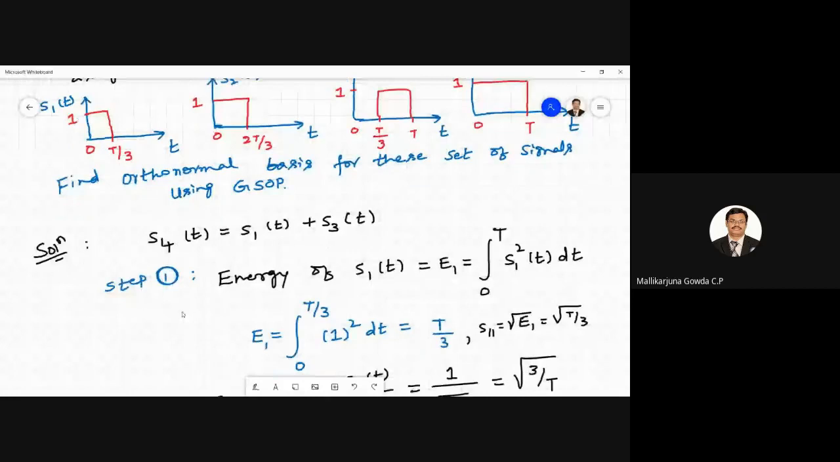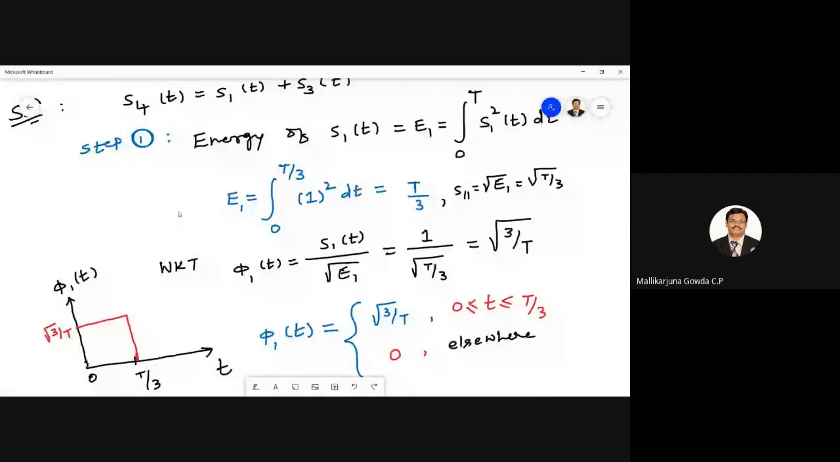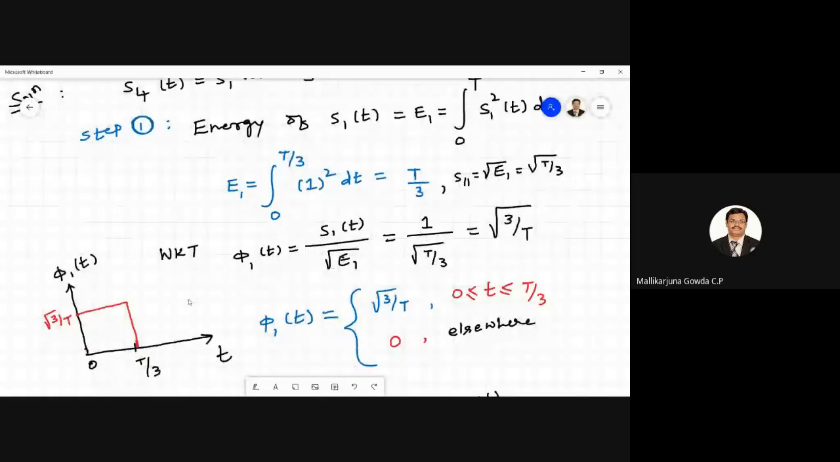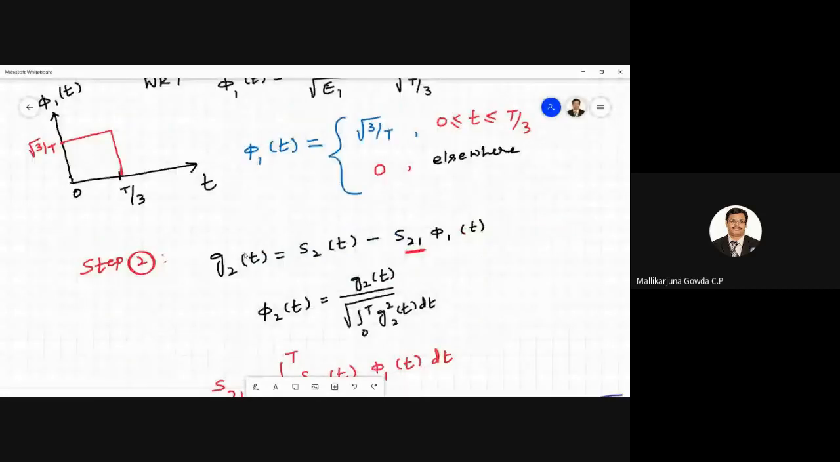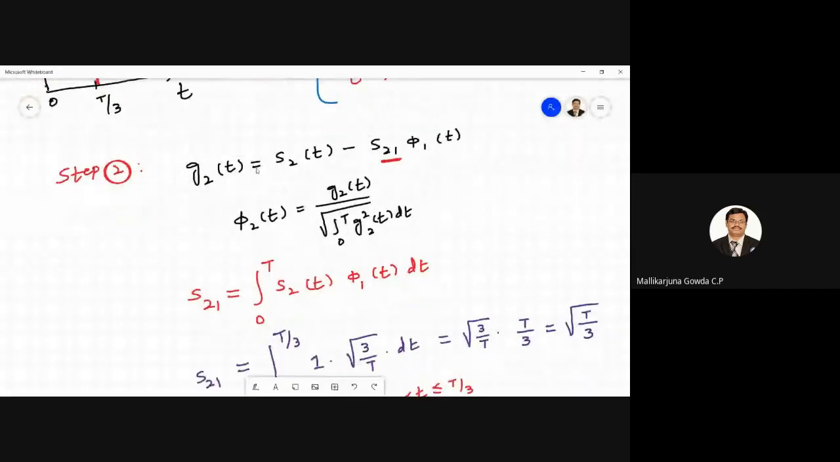So then I began with finding the energy of the signal S1 of t. Then I found what is pi 1 of t. So I expressed pi 1 of t. In the second step, I took the intermediate signal G2 of t. From this G2 of t, I understood it is S2 of t minus S21 pi 1 of t.